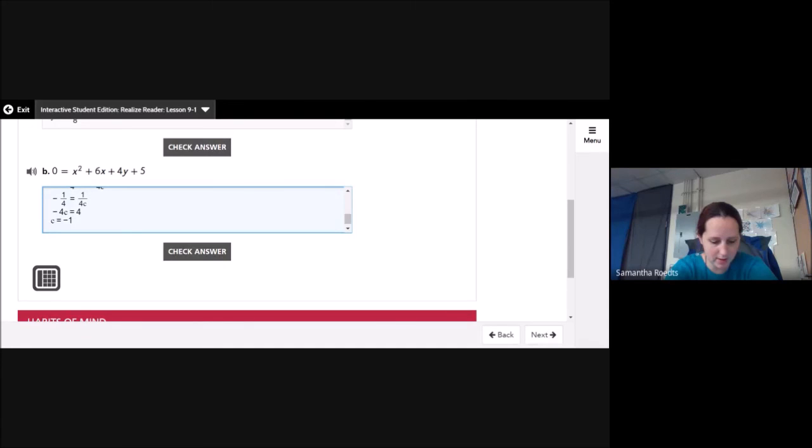And then since the vertex is (negative 3, 1), the focus will be (negative 3, 1 minus 1), which is (negative 3, 0). And that's my focus. Okay. And then my directrix is going to be y equals 2, since 1 plus 1 gives me 2.